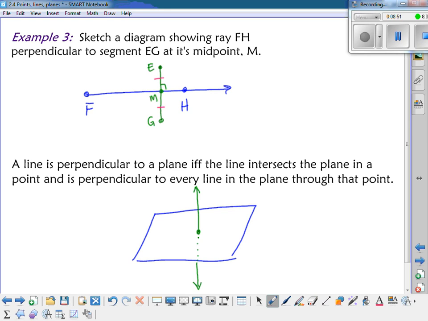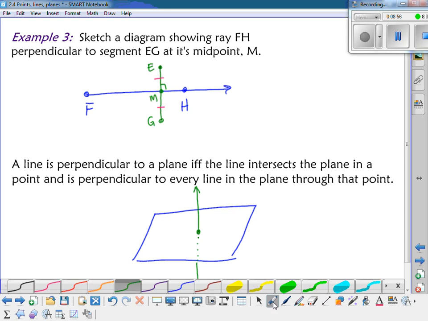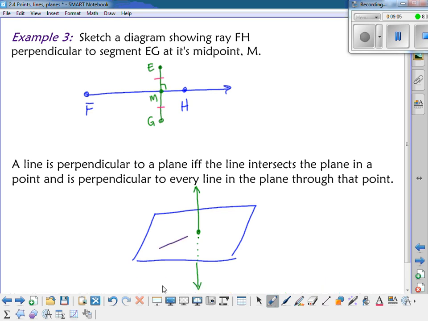Okay, so the only way that that can be perpendicular to that plane is if it's perpendicular to every line that's in that plane. Now obviously I cannot draw an infinite number of lines, but I can draw a couple more to illustrate the idea. So for instance, if this was a line in the plane, then this would have to be perpendicular here. And if I draw another line, these lines would also have to be perpendicular. So you have to kind of imagine it because we're drawing a 2D picture that represents 3 dimensions, but this would be how you would draw that figure.